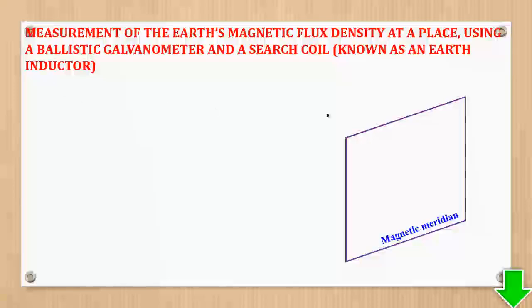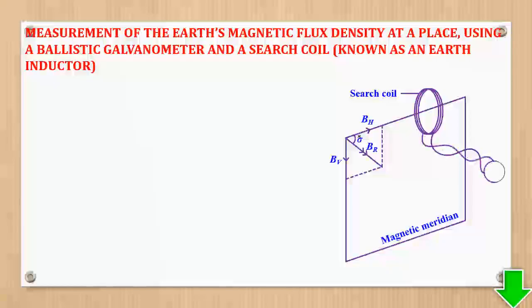So if this is the plane of the magnetic meridian, it means that this will be now BH and this will be BV, therefore the resultant will be in that form. Okay, so if you are to measure, it means that you get your coil and you place it in such a way that the horizontal magnetic flux density is perpendicular to the plane of the coil.